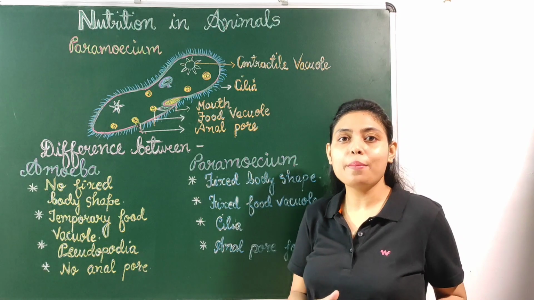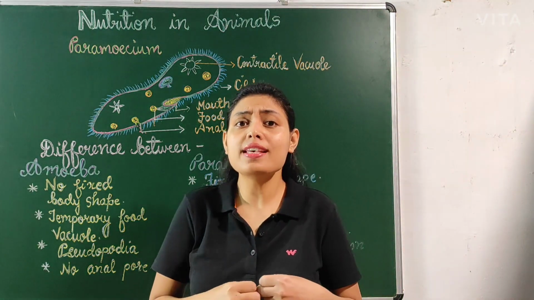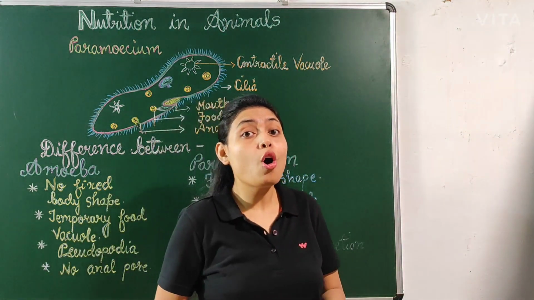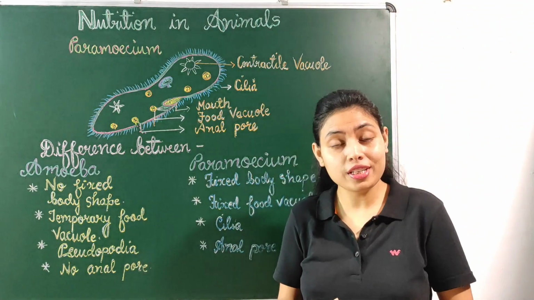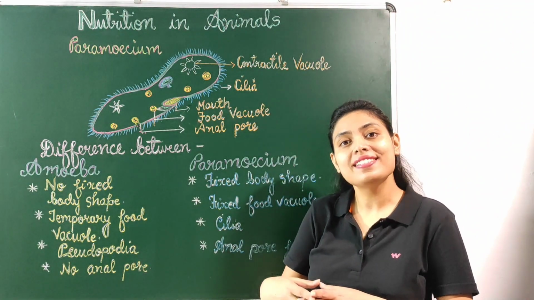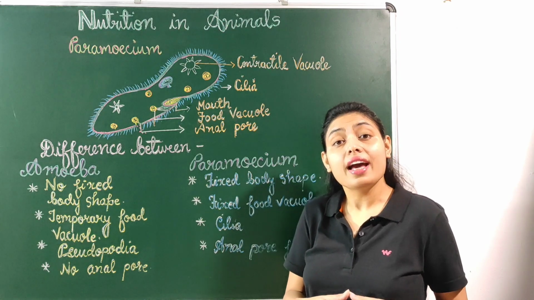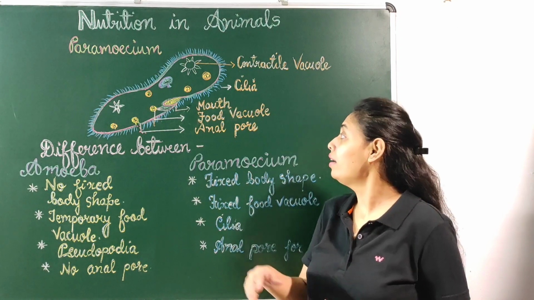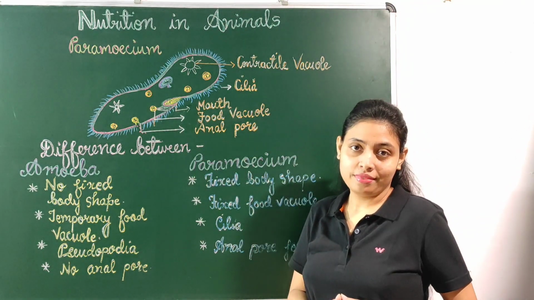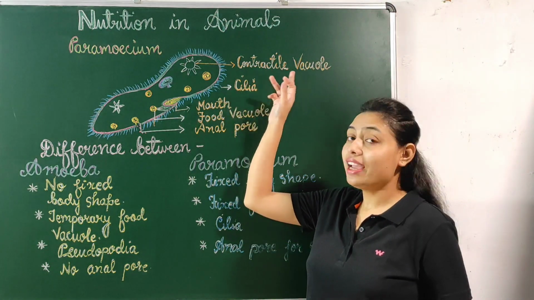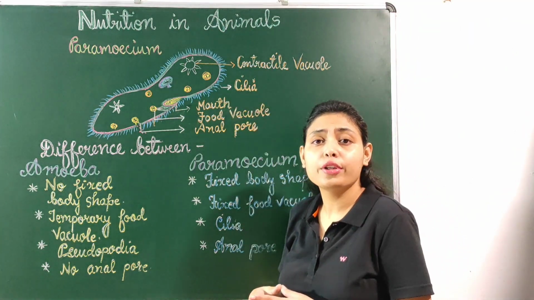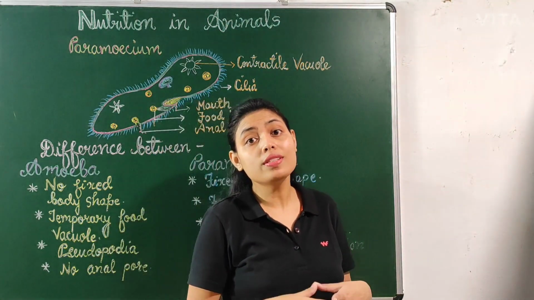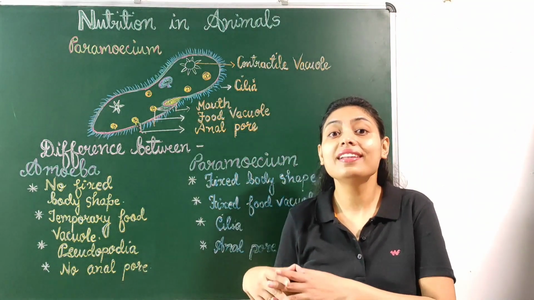And when the food is completely digested, it diffuses out in the cell, where paramecium uses this absorbed food to produce energy and uses it for growth and development. Now the undigested part is removed out from the body through an opening called anal pore. Now the last structure, contractile vacuole. The function of contractile vacuole is the same in amoeba as well as in paramecium. It controls the amount of water in the body.